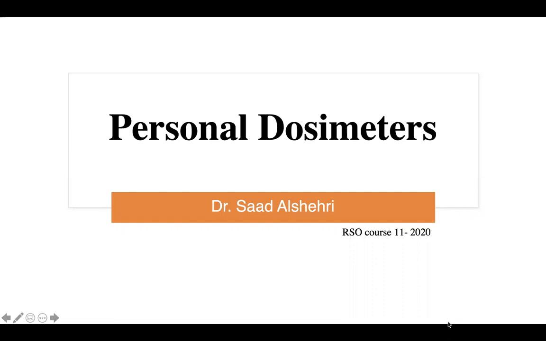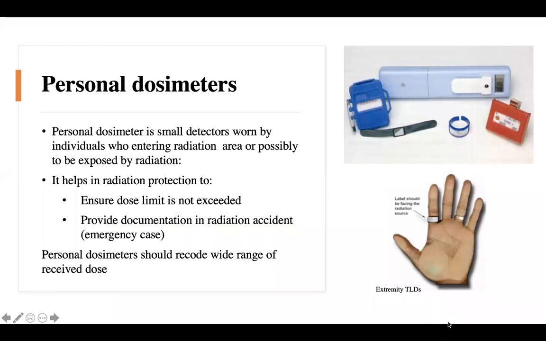So now we will discuss a specific application of dosimeters, which is the personal dosimeter. A personal dosimeter is a small detector worn by an individual, a radiation worker, or someone who works in a radiation environment. It helps to realize radiation protection by ensuring the dose limit is not exceeded. It provides documentation in a radiation accident, and the RSO actually needs to document the absorbed dose for each individual worker. This is one of the requirements of radiation protection, and one of the missions that should be done by the RSO.